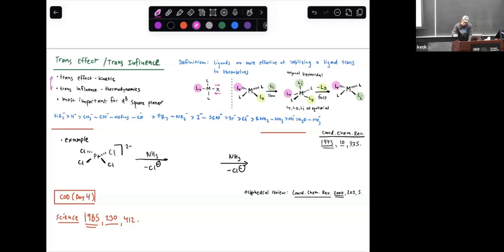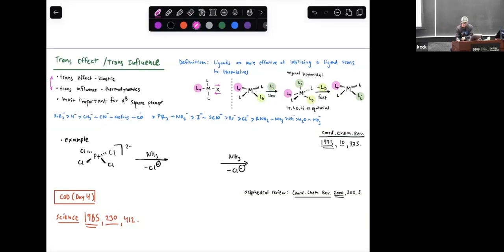If you're doing a midterm and you say that this bond is shorter than this bond, and that's evidence of trans effect, that wouldn't be strictly accurate, because you'd be reading out trans influence. This idea of trans effect, trans influence is most important for d8 square planar metals that are proceeding through this type of associative ligand exchange. And here is the lay of the land. I think Amy already set the stage really nicely.